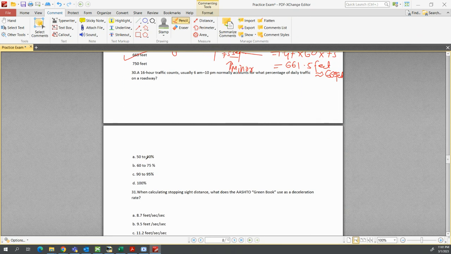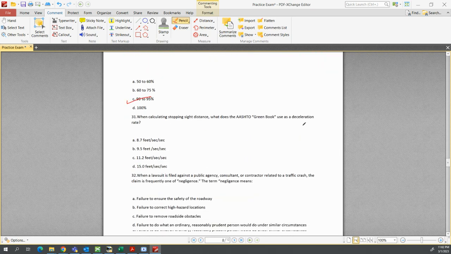So let's go to the next problem. It's saying a 16-hour traffic count. We have a 24-hour day, right? If we do a 16-hour traffic count, usually it is 6 a.m. to 10 p.m. You need to remember this also. What time duration does a 16-hour traffic count generally consist of, and what percentage of daily traffic on a roadway does it normally account for? If you do a 16-hour traffic count, you will more or less cover 90 to 95% of the daily traffic. So this is option C. These are all straightforward questions.